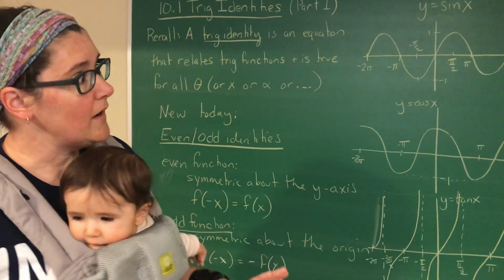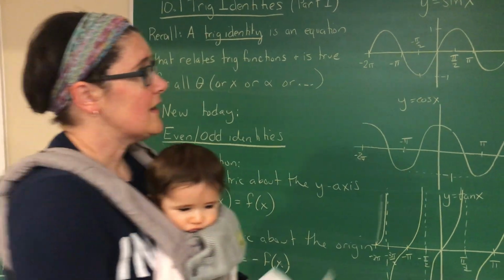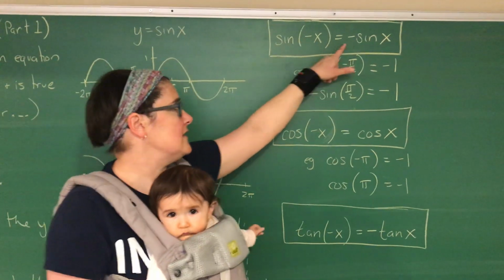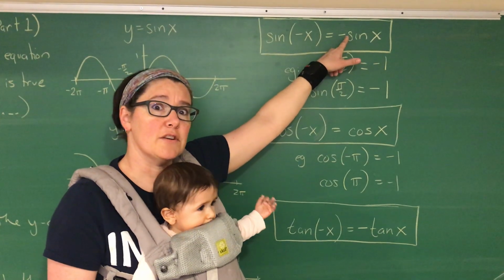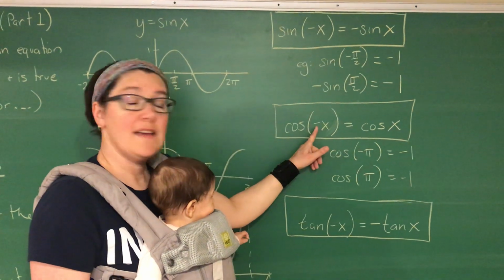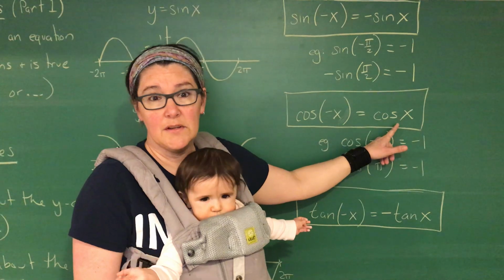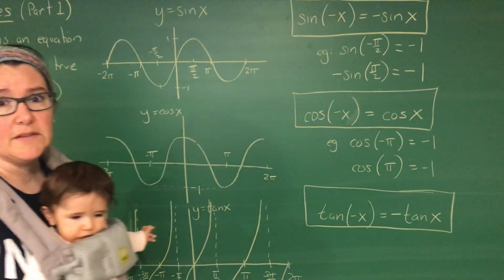We're not going to see this right away where we'll use these, but this idea of I can move this negative from inside the parentheses to outside for the sine function, or I can completely ignore the negative sign for the cosine function. Those things are going to play a role for us in the near future.